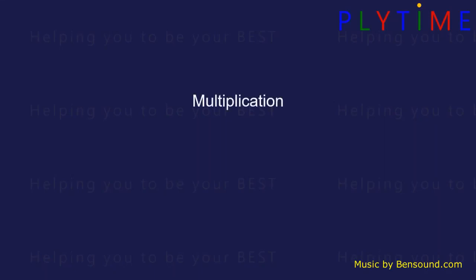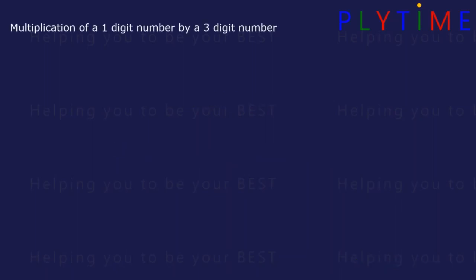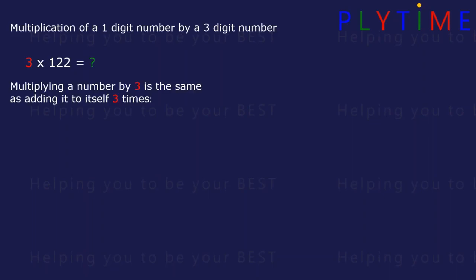Multiplication. Multiplication of a 1-digit number by a 3-digit number. Let's look at an example. 3 times 122. It's the same as saying 3 lots of 122.